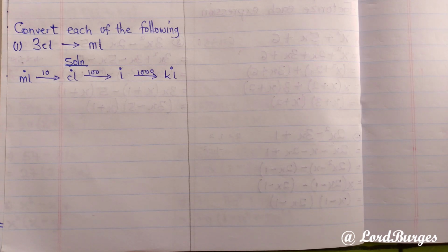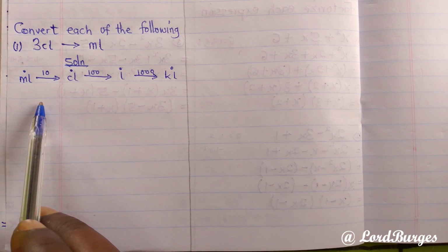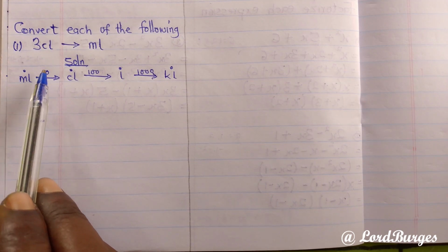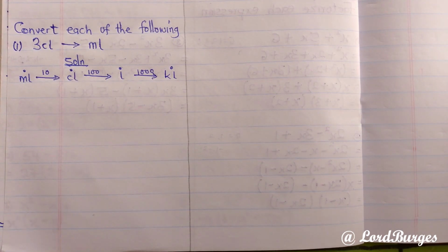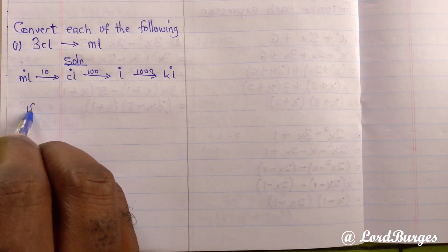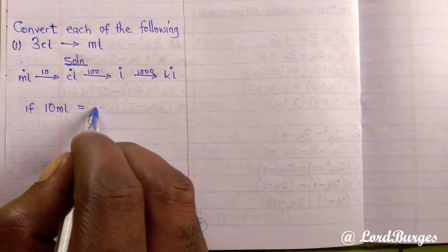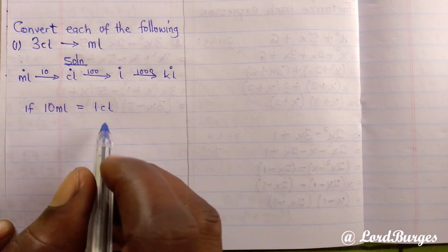So I hope we can all remember something like this. We are going from centiliters to milliliters. As we can see here, from milliliters to centiliters, you come across 10 and it follows in that manner. So let's take our solution. If 10 milliliters is giving us 1 centiliter, then I was given 3 centiliters.